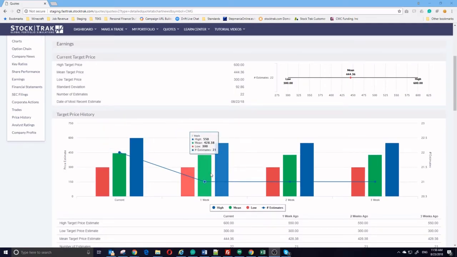So in each of these time periods, the 1 week, 2 week, and 3 week, the analysts give it a low point where they think it is the lowest it should go, a high point where it's the highest that it could possibly be worth, and then what it actually was.